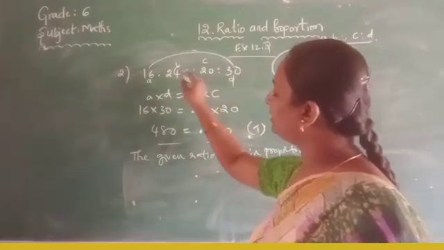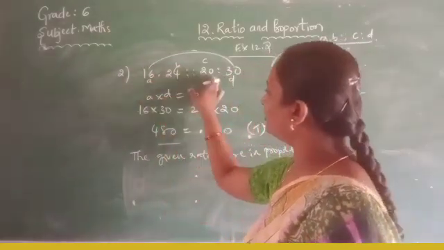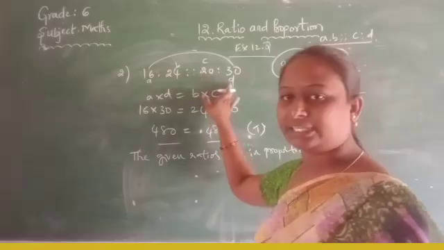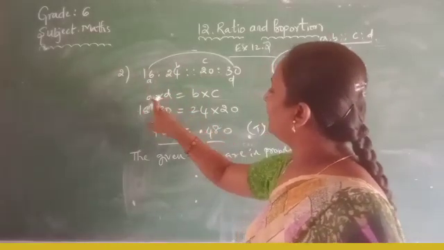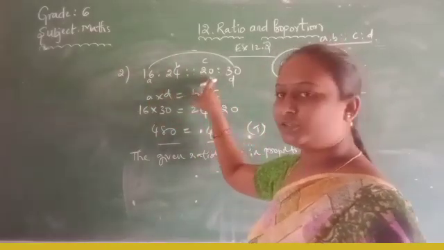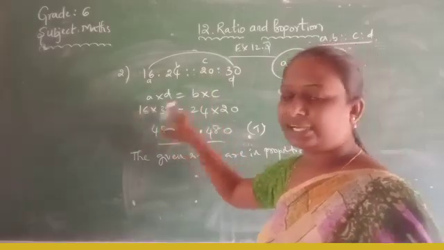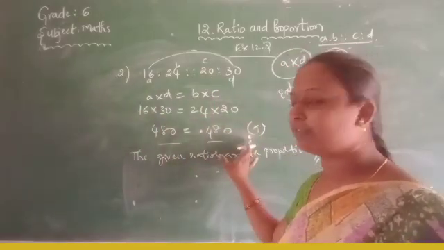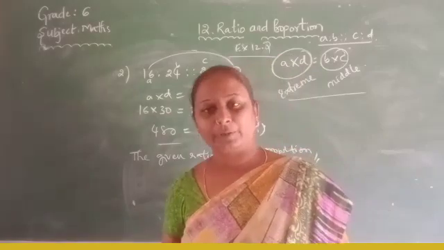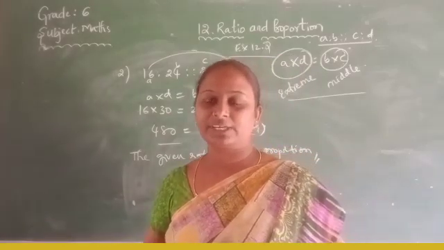Same procedure, however the problem is given: you have to write first term A, B, C, D, and multiply A into D and B into C. Left hand side, right hand side, if both are equal, we can say that they are in the proportion. Remaining all problems you can complete.